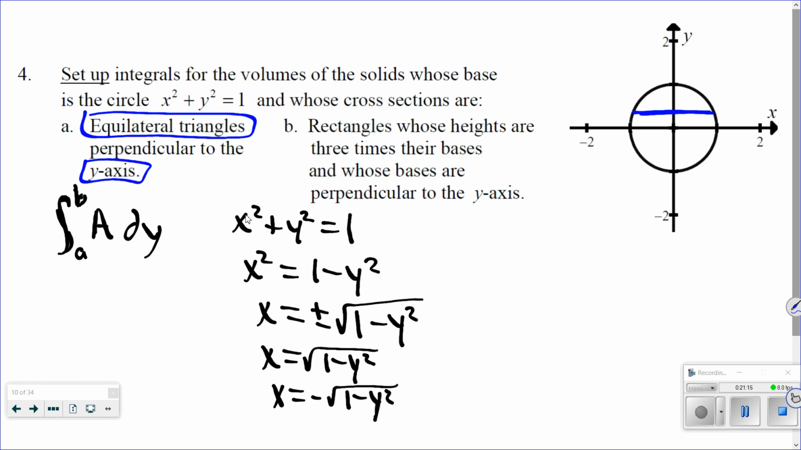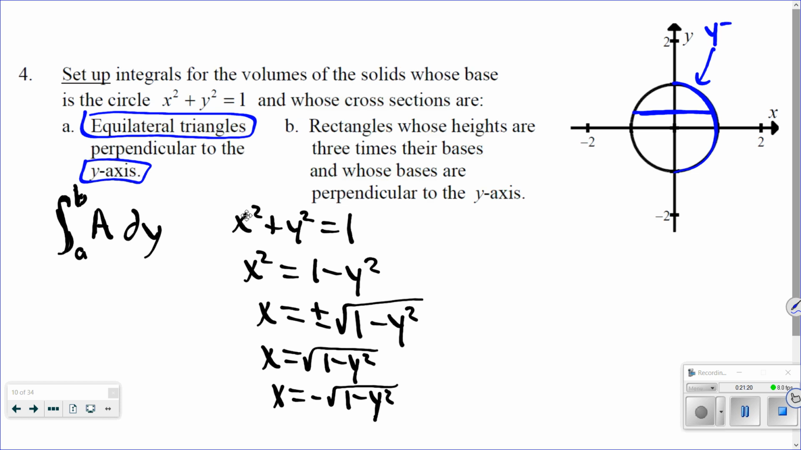So if I come up to here, what that means is the positive is the right side of my circle. This is x equals the square root of 1 minus y squared. The left side, I'll do a different color, the left side over here is just x equals a negative square root of 1 minus y squared. Okay, and as I go across here, I want my area to be equilateral triangles. That's the shape that's coming off that base. So this is one side of my equilateral triangle right there.